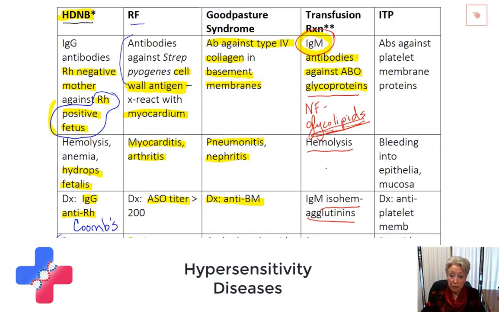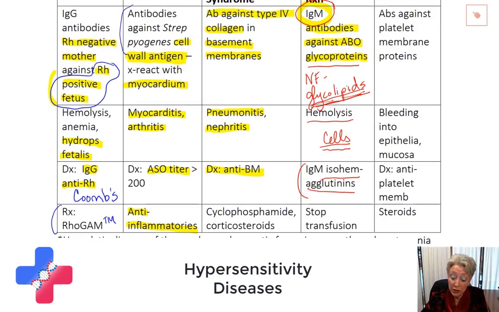And don't be confused here. Realize we're still talking about cells against which the reaction is occurring. In spite of the fact that it's happening in the bloodstream, which might make you think it's a circulating immune complex problem, we're talking about whole cells here, whole red blood cells bound by those isohemagglutinins and causing the reaction that we see.